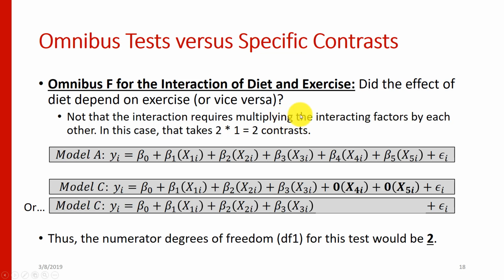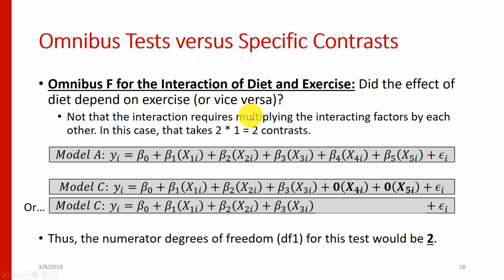Finally, we can also get an omnibus F test for the interaction of diet and exercise. And this is what's going to allow us to say, did the effect of diet depend on exercise, or did the effect of exercise depend on diet? Either of those is a valid way of looking at the interaction. Now note that this interaction requires multiplying the interaction factors by each other, right? So as we did when we were setting up our contrasts. So in this case, it takes 2 times 1, or 2 contrasts, in order to test this interaction. Because our main effect of exercise, right, has 2 contrasts.